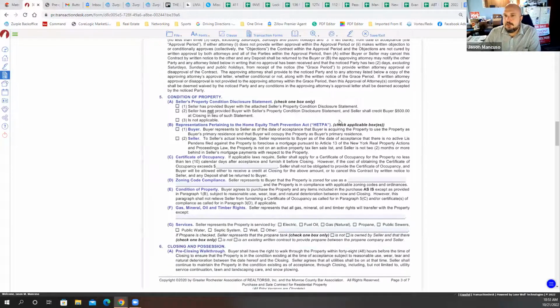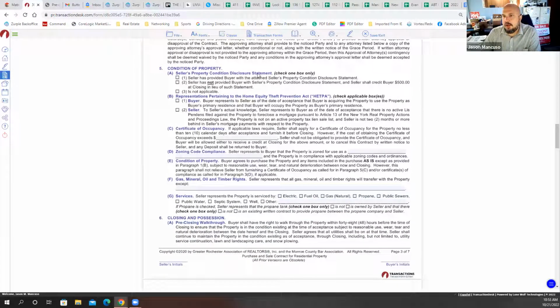So next piece, condition of the property. First part refers to the property condition disclosure statement. If you hear PCD, property condition disclosure, that's what it's referring to. That's going to be something that's provided by a seller and attached in the listing documents, if the listing agent is doing their job properly. If there's an estate, you don't have to have a PCD. So if it's an estate sale, you would check this box, not applicable. Otherwise, if it's not an estate, it has to be one of these two items.